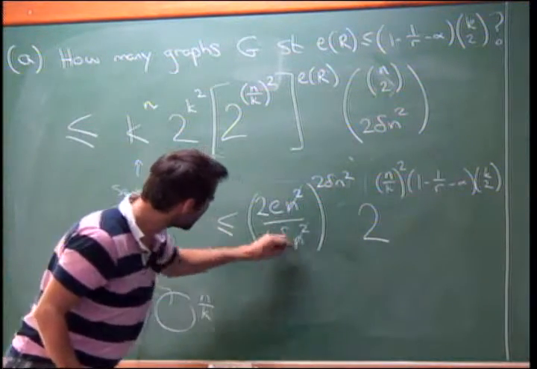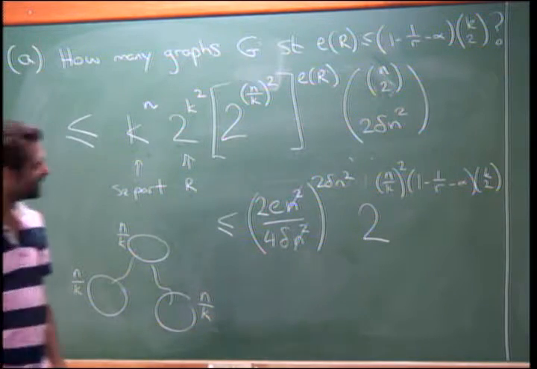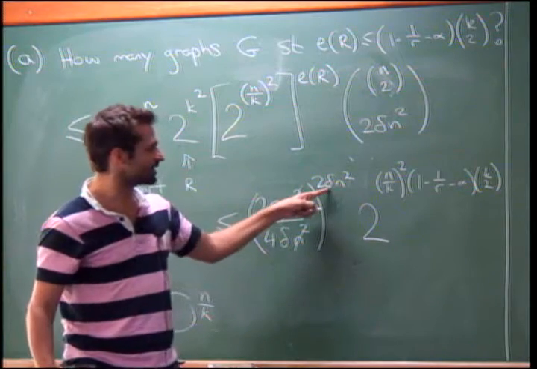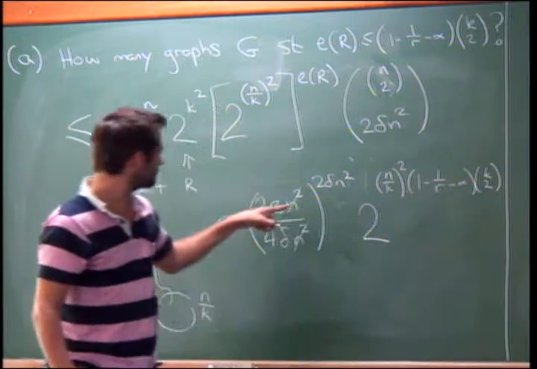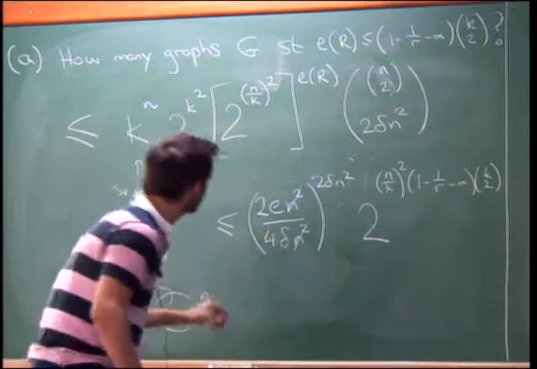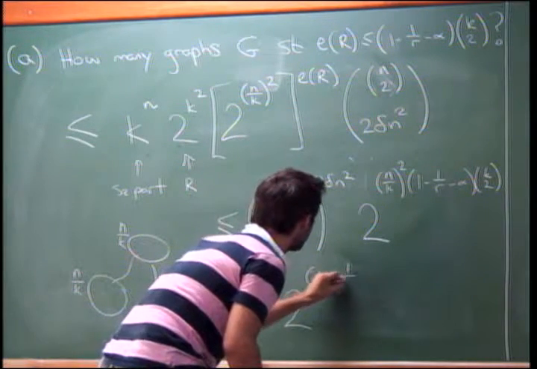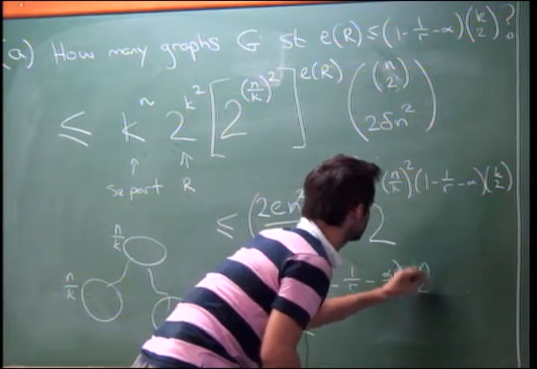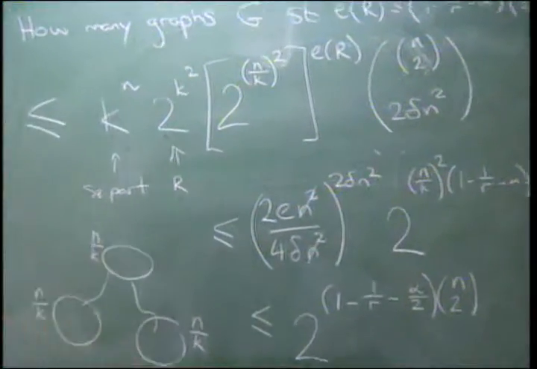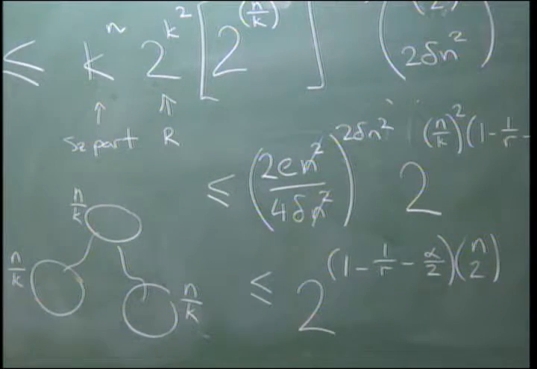Let's cancel these n squareds. And now, because I chose delta much smaller than alpha, this alpha term beats this term completely. This is at most 2 to the (1 minus 1 over r minus alpha over 2) times n choose 2. Which is even better than what we hoped for.